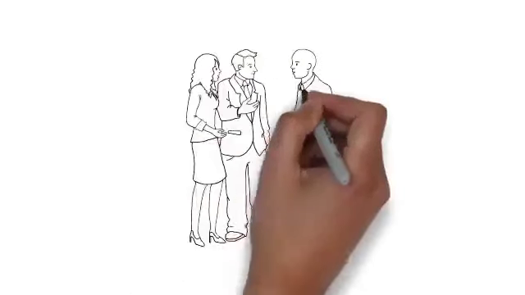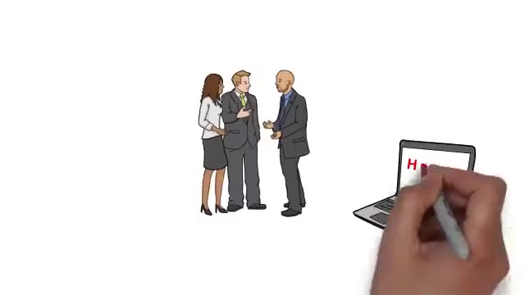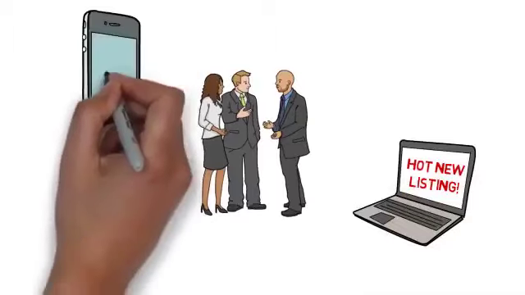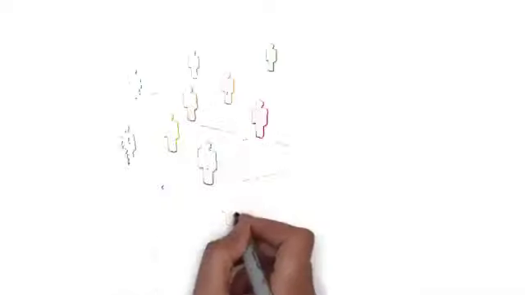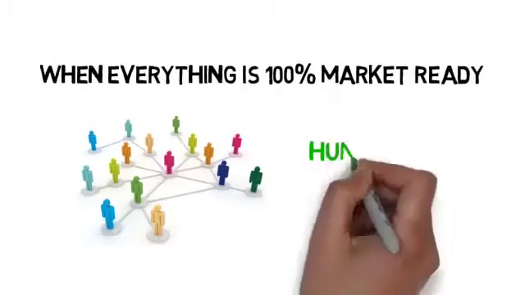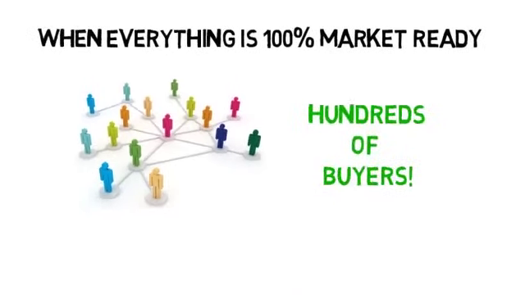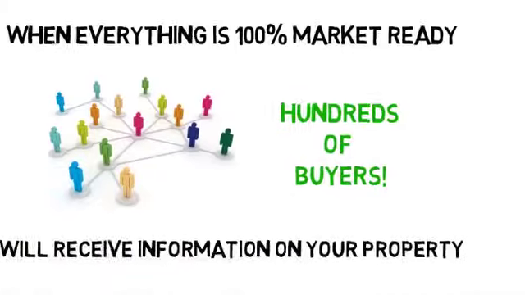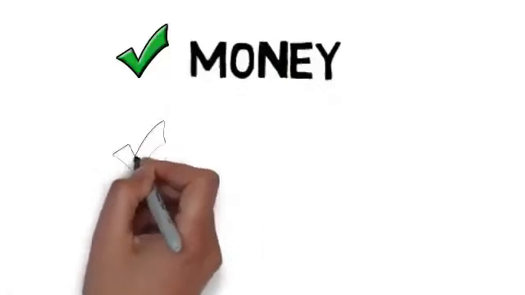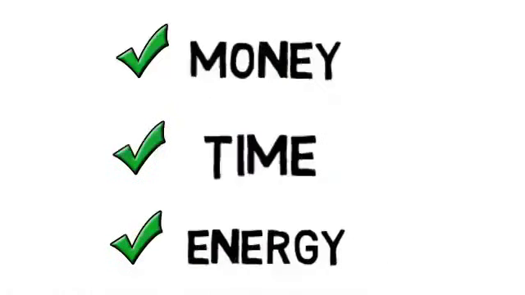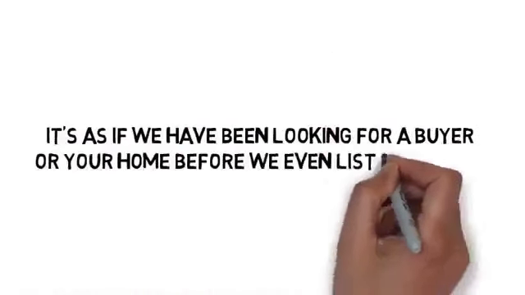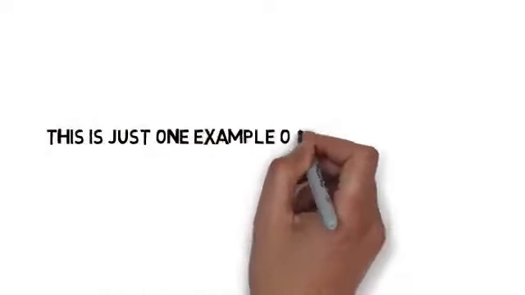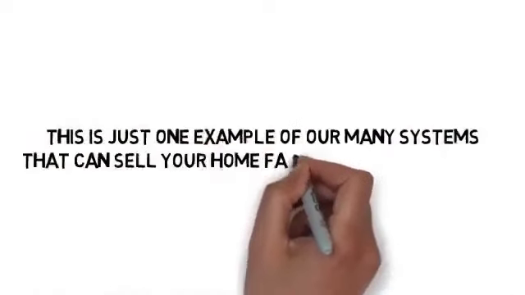We maintain a close working relationship with many local agents and investors. They welcome our email and text alerts of the newest homes our team has available. When we pull the trigger on your listing, when everything is 100% market ready, this entire exclusive network of agents, representing at any given moment hundreds of buyers searching for their next home, will receive information on your property. We spend a substantial amount of money, time, and energy in maintaining our large list of buyers. It's as if we've been looking for a buyer for your home before we even list it for sale. This is just one example of many systems that can sell your home fast and for more money.